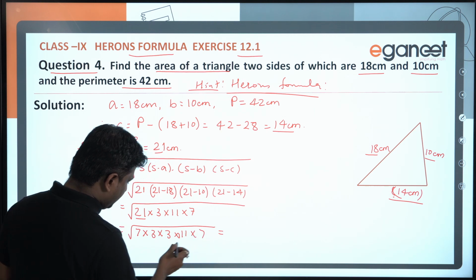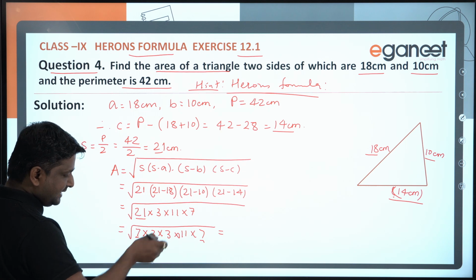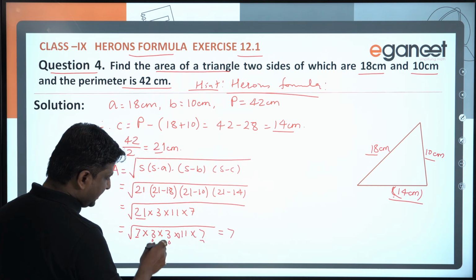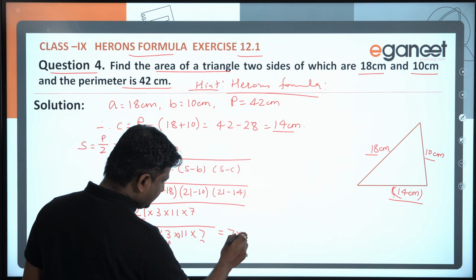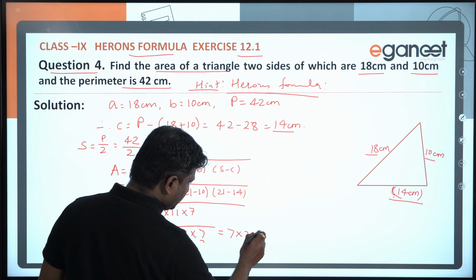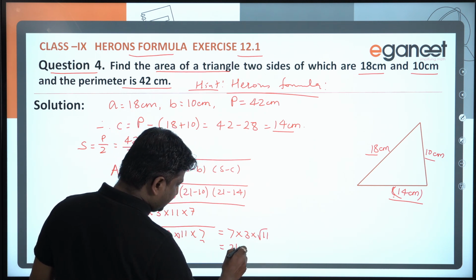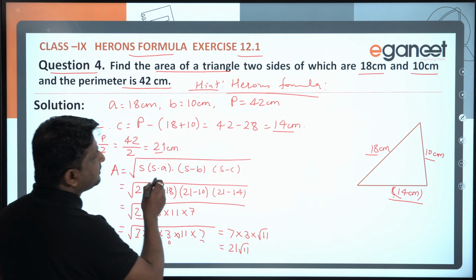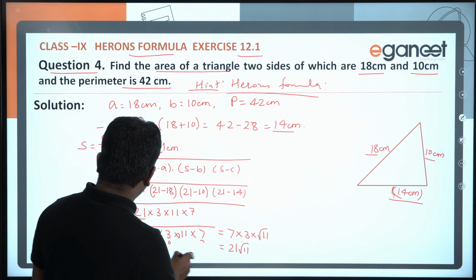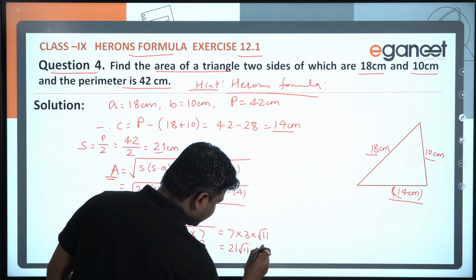So let's now observe carefully. This is 7, this is 7. So we have a pair of 7 inside the root. So the 7 comes out. Similarly, this is 3 into 3. That becomes 9. So 3 comes out of the root, right? And now what is left is root 11. So we'll have the answer as 21 root 11. Now the measures of the sides of the triangle are given in centimeters. So obviously the area of the triangle will be in square centimeters.